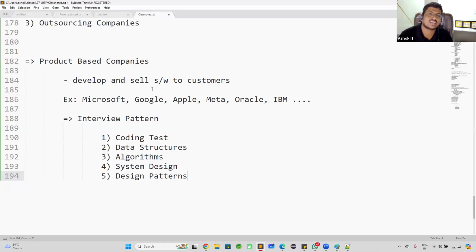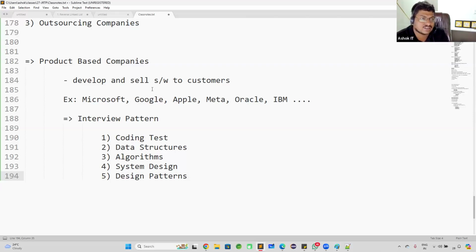They may ask a question like this. In Java, we have the ArrayList class. Now, I want to create such an ArrayList class on my own. I don't want to use the collections ArrayList class. I want to create my own ArrayList class. How do you do that? How can you develop your own ArrayList class? Can you write the code for that? That kind of question they will ask you.